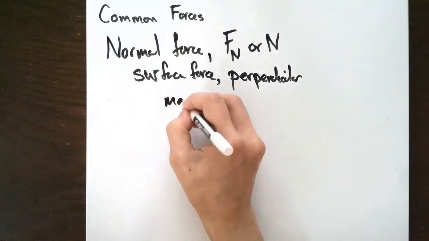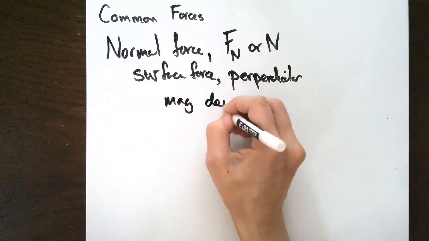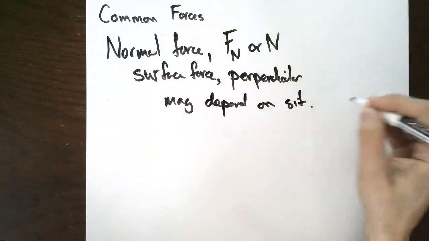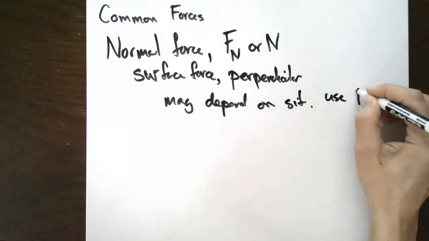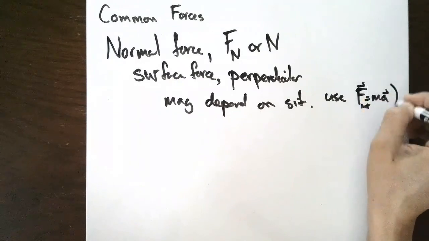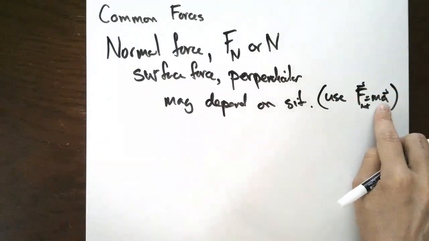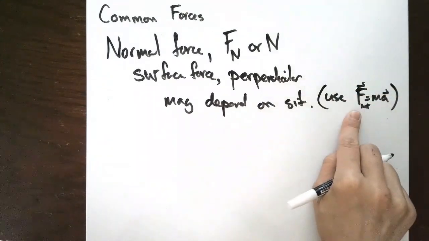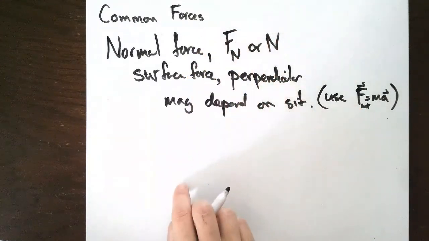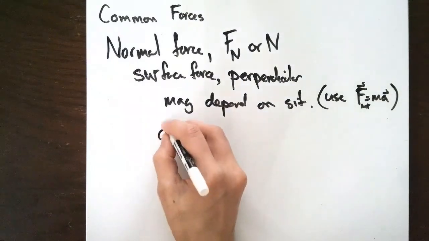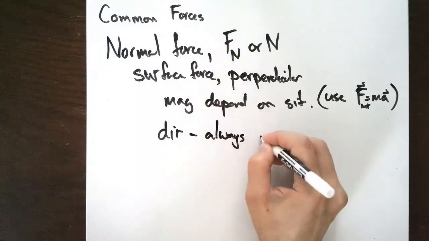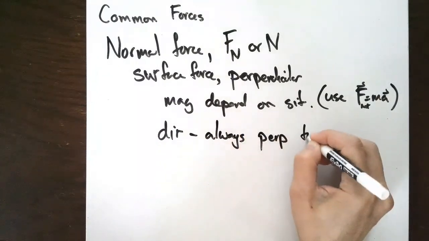So the magnitude here depends on the situation. And again, you'd use F equals ma, the net force. Look at the acceleration that's happening to the object, look at all the other forces that are on the object, and use that to figure out what the magnitude of this normal force has got to be. The direction is always perpendicular to the surface.